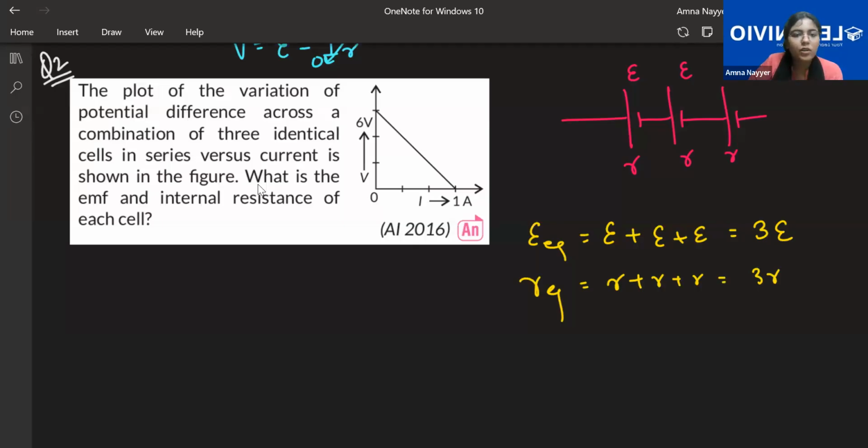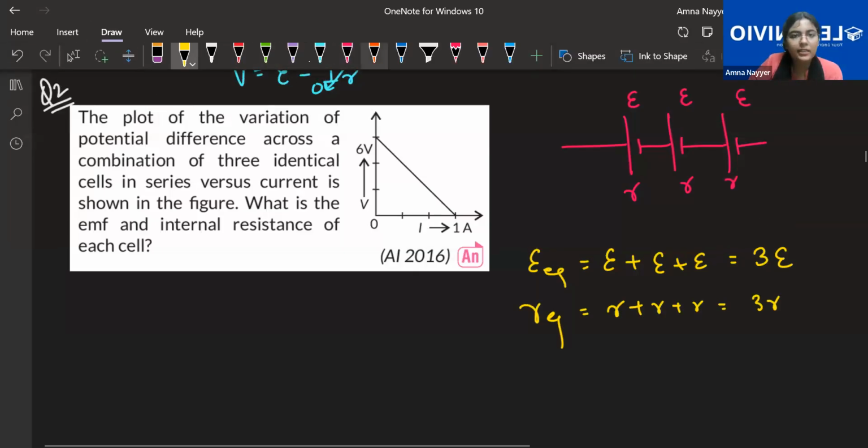Now what do you have to calculate here? The plot is given across a combination of three identical cells in series versus current. What is the EMF and internal resistance of the cell? E and R you have to find out. The graph is between the potential difference V versus I.